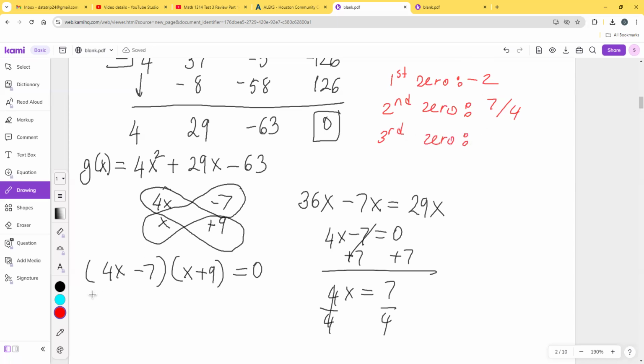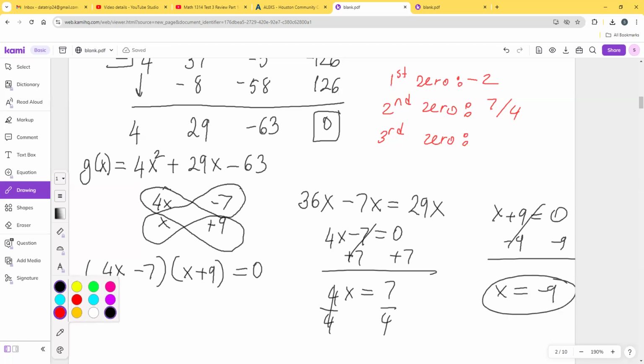Third 0 will be coming from x plus 9. So x plus 9 is the last factor. I need to set this to 0 and subtract 9 from each side. So x is equal to what number? Negative 9. So this will be the last 0 that I need in this problem.